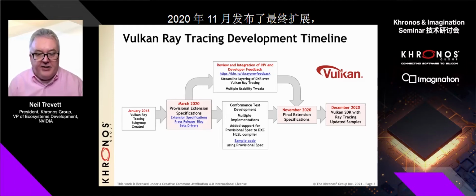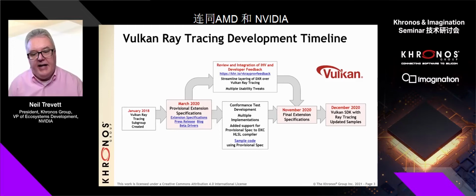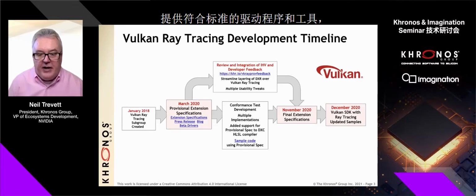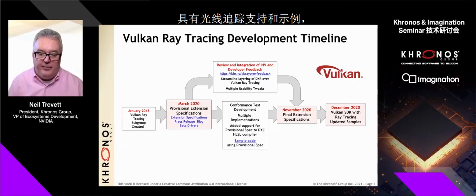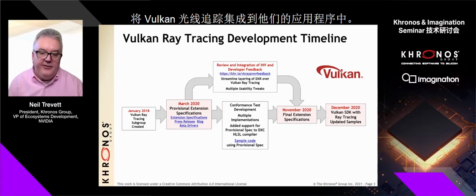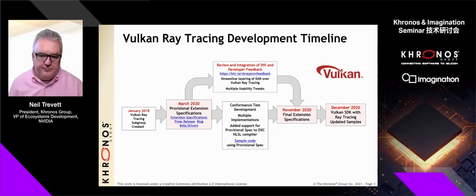The final extensions were released in November 2020, together with AMD and NVIDIA shipping conformant drivers and tools to enable developers to use either HLSL or GLSL for their ray tracing shaders. Finally, the Vulkan SDK was updated in December 2020 with ray tracing support and samples to enable developers to easily integrate Vulkan ray tracing into their applications.